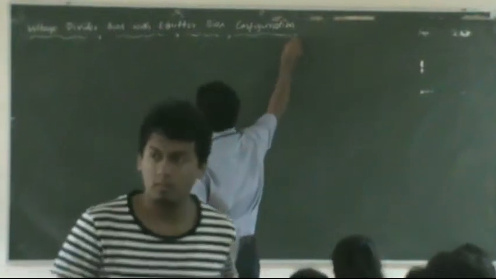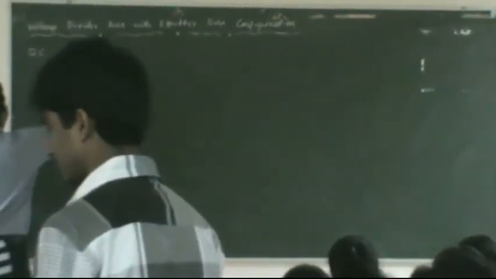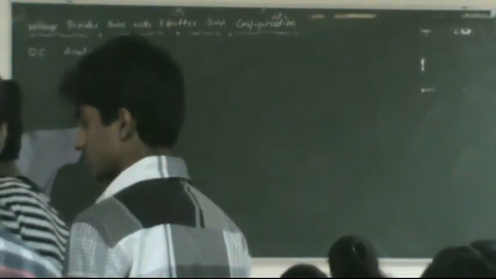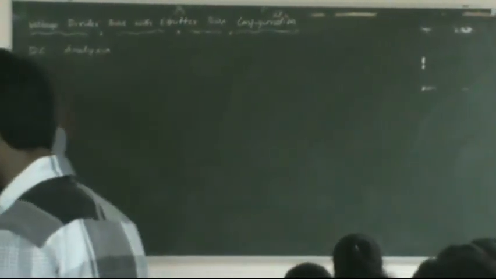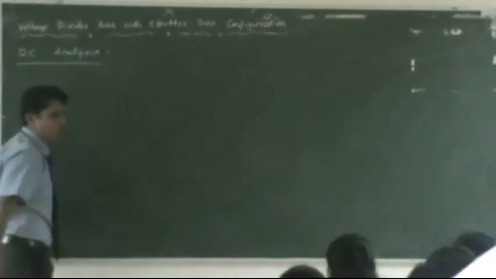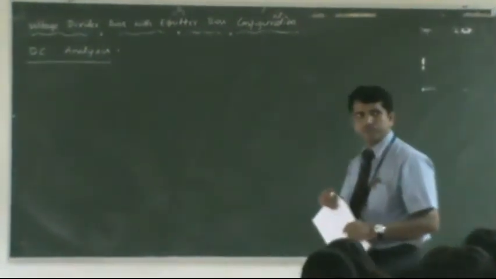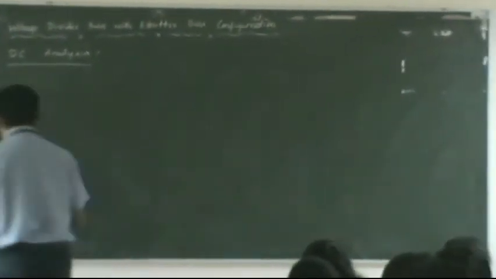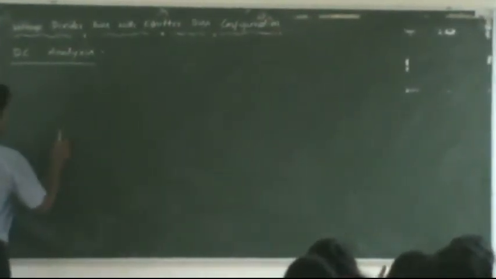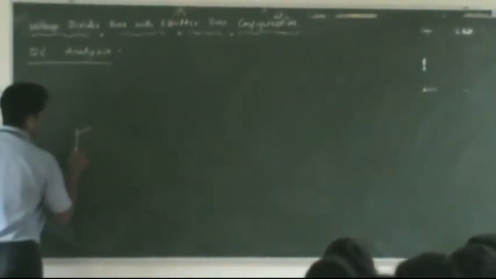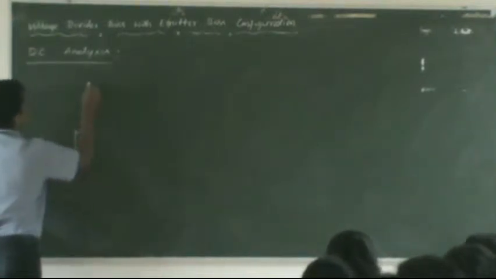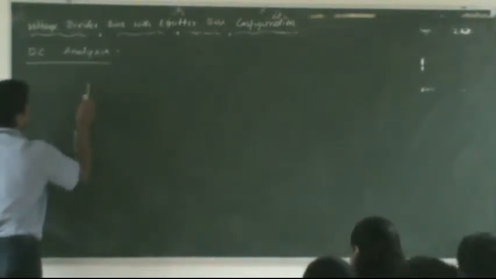Voltage divider bias with emitter bias configuration. Today's class will discuss how to do DC analysis of voltage divider bias with emitter bias configuration. Let's draw the circuit diagram, the DC equivalent circuit diagram for voltage divider bias configuration.